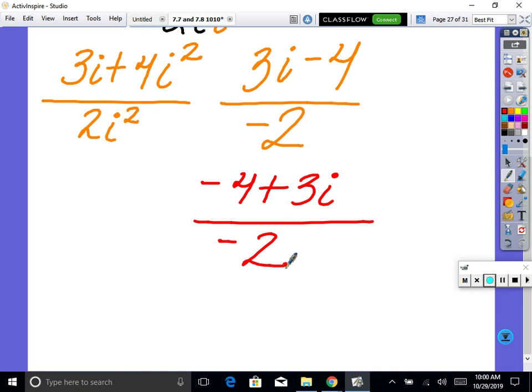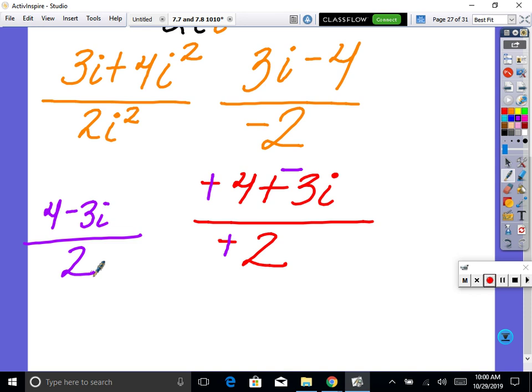It's not really the best idea to leave a negative in the bottom just because it's not going to match up with the book. So I would take my negative and I would divide everything by -1. So this becomes positive, negative, positive. Do you guys see how I've just taken the negative up to the top? So then you'd say 4 minus 3i all over 2. Can you divide out 4 and 2? No, don't be that person that divides across a subtraction sign. That's bad.